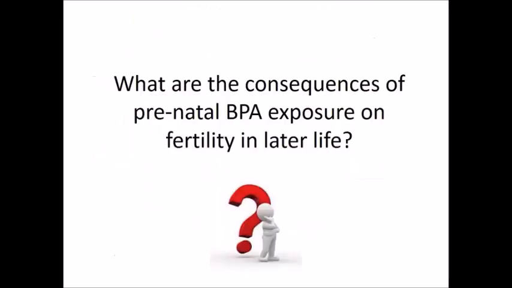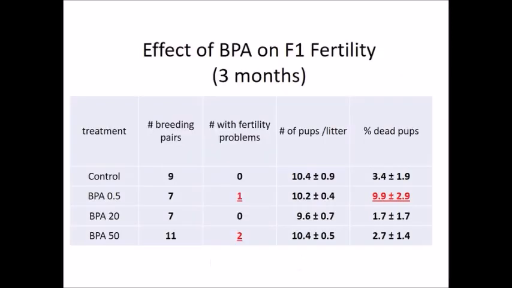Now, given these data, we wondered what are the consequences of this prenatal BPA exposure on fertility in later life. As I mentioned before, interference with formation of the primordial follicle pool can have consequences for fertility. So what we wanted to do was examine fertility in these animals, and we did so at 3, 6, and 9 months. So this is showing the effect of BPA on fertility in the F1 offspring at 3 months. In this table, I've got the different treatment groups, the number of breeding pairs in each group, the number that had fertility problems, the number of pups per litter, and the number of dead pups.